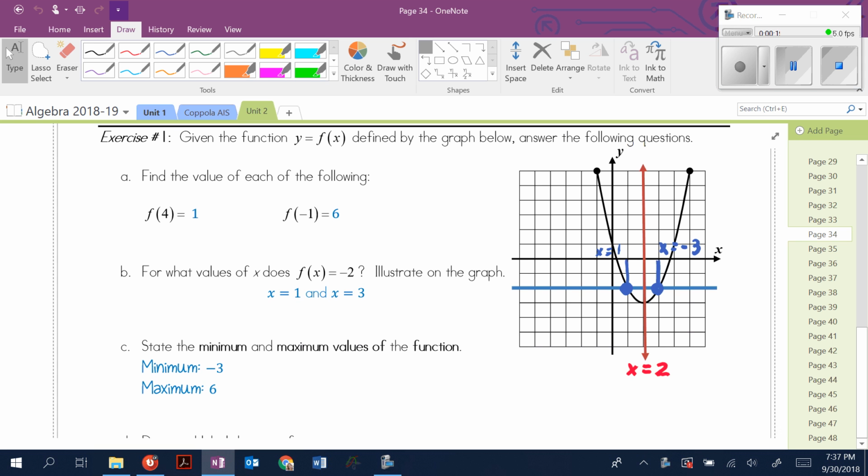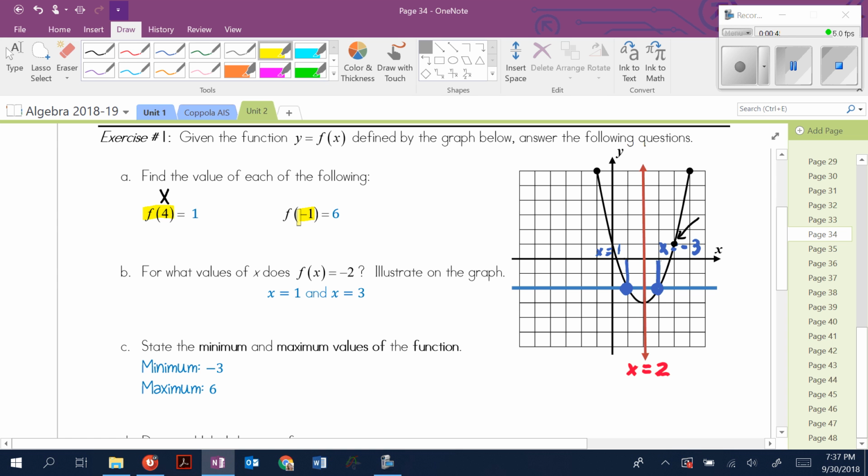Exercise 1 is done for you. We need to find the values of each of the following. So f of 4. What they want us to do is find when x is 4. So 1, 2, 3, 4, which is this value here. And I had to go up 1.